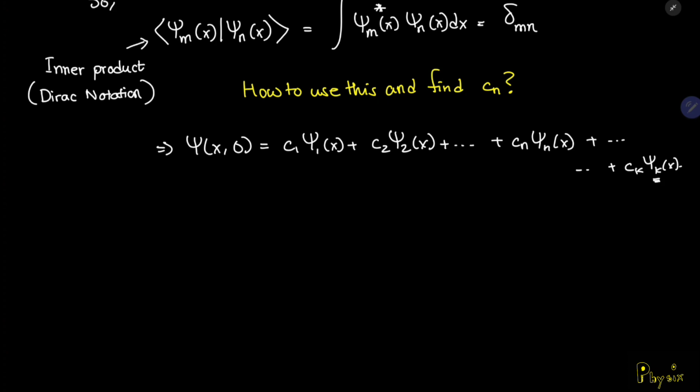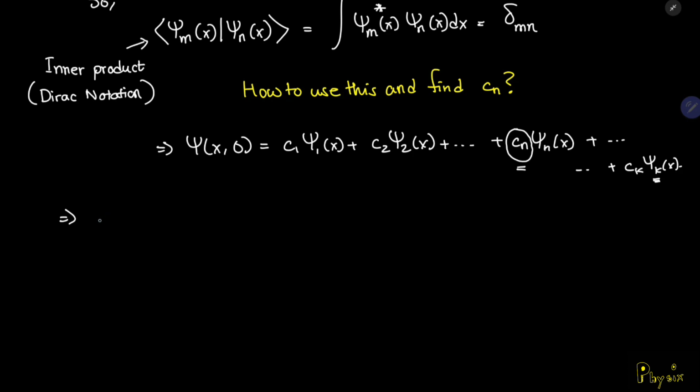And we want to find a very particular coefficient, which is c sub n over here. All right, so how do we find what this c sub n is? Well, what we basically do is take the entire collection of terms to our right and take the inner product of that with psi n as a function of x.